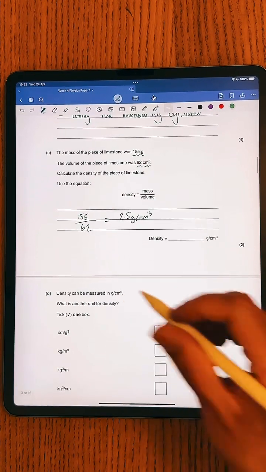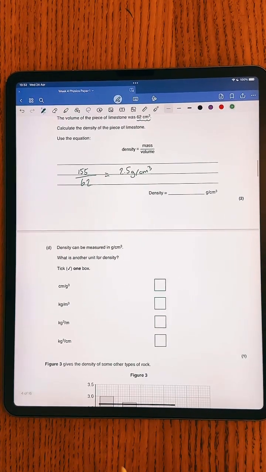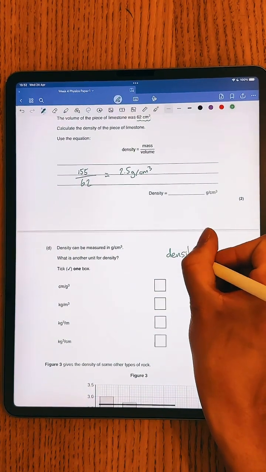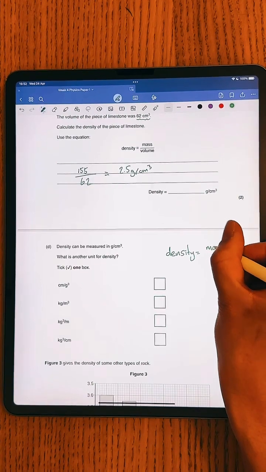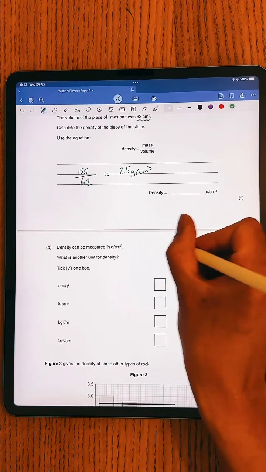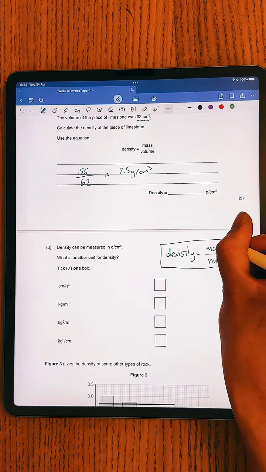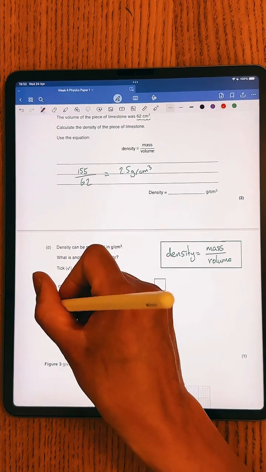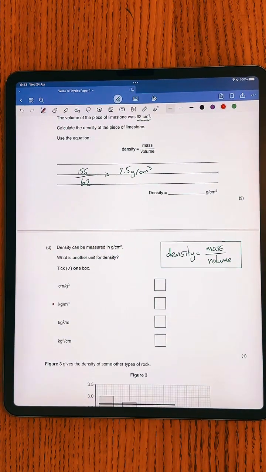Density can be measured in grams per centimeters cubed. There's another unit for density here. What do you guys think is the other unit for density? Let's remind ourselves of the equation for density. Density equals mass over volume. So Sophia said second one. Did the rest of you agree with that? So Sophia's saying second one. Any other answers? Yep, another one. Someone else, I'll be saying that as well.